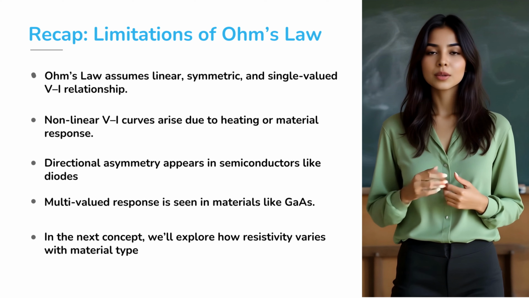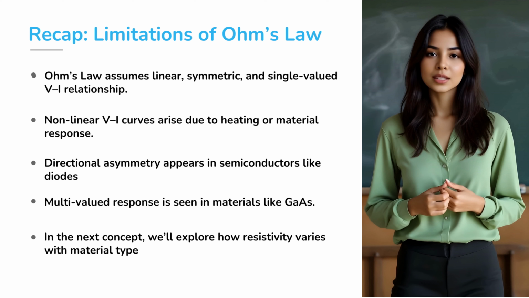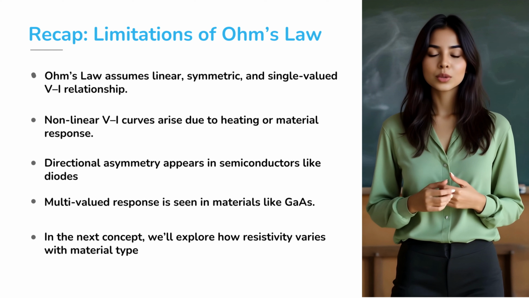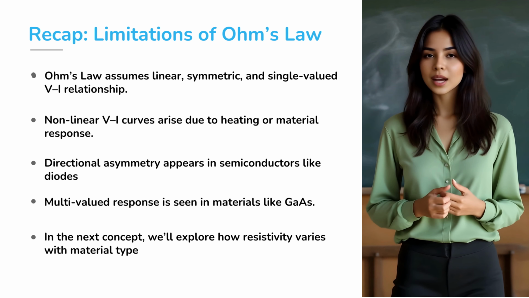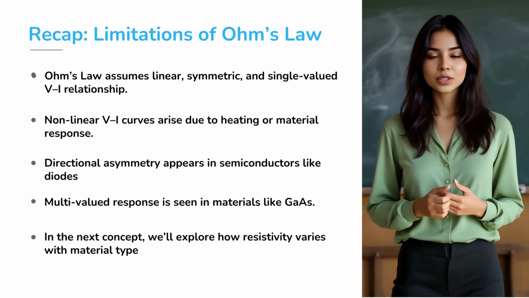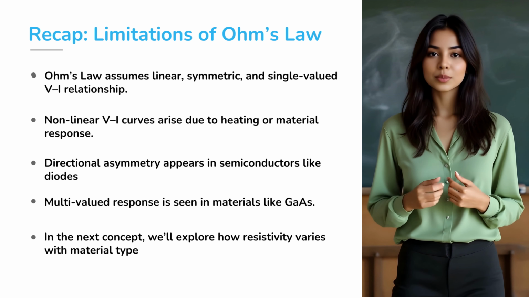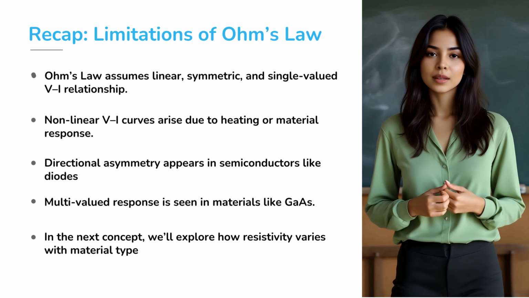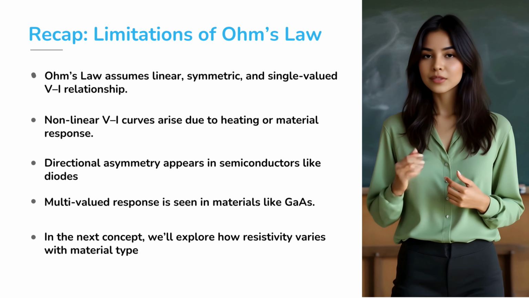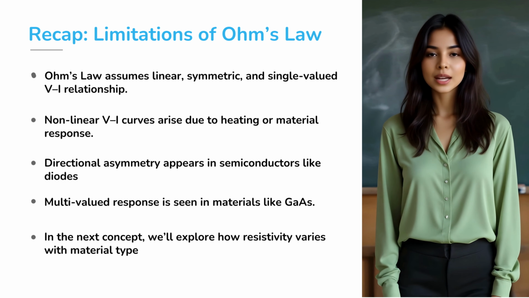Let's quickly recap where Ohm's law does not apply. First, when the VI relationship becomes nonlinear, like in filament bulbs. Second, when the direction of voltage affects current differently, as seen in diodes. Third, when the VI graph isn't a single curve, as in gallium arsenide. Ohm's law is a powerful tool, but it has limits, especially when we deal with materials that are temperature sensitive, direction sensitive, or quantum in nature. I hope you now have a deeper understanding of how voltage and current don't always dance in a straight line.